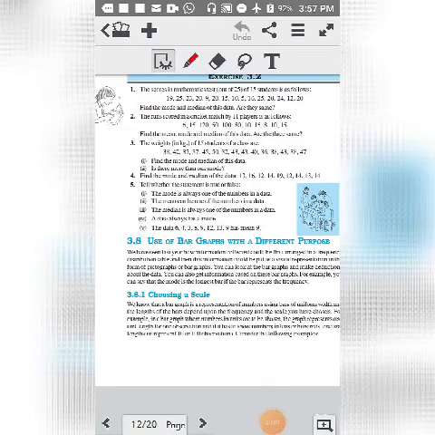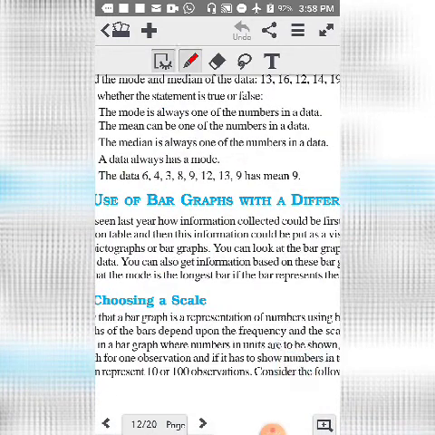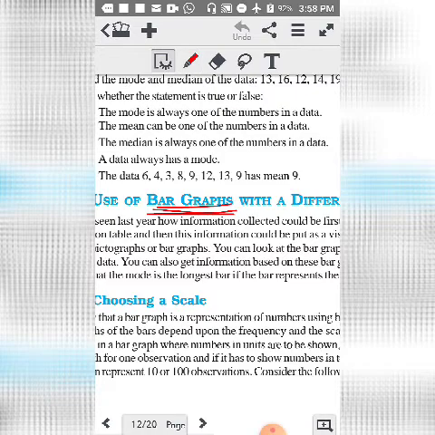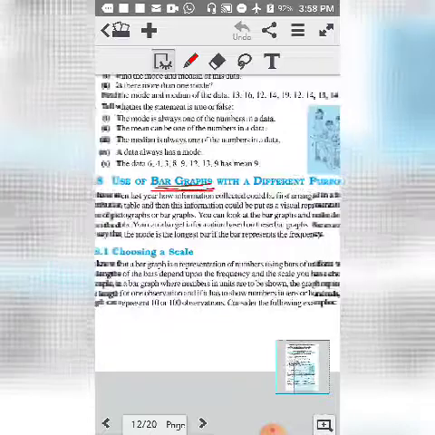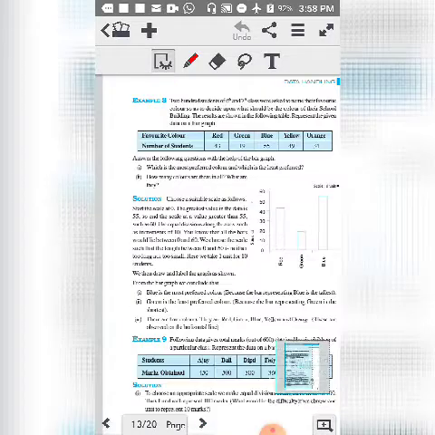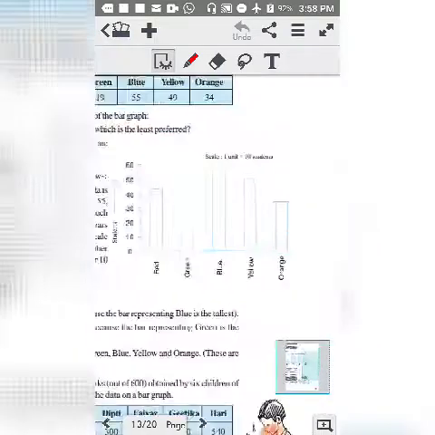The next portion of data handling is making of bar graph. You must have done bar graph earlier. Construction of bar graph and using them. You have to use the bar graph, and in some questions you will have to make them. So all of you are familiar with a bar graph. This is a bar graph.